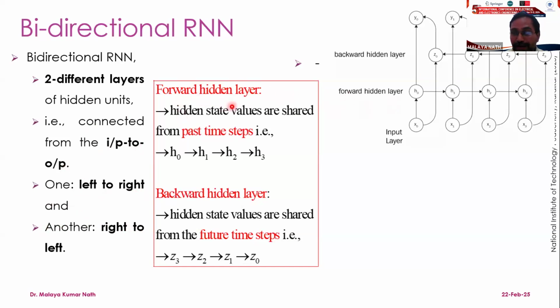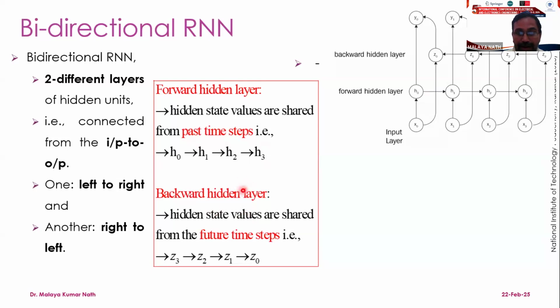So there are two sets of values in this layer. One is called the forward hidden layer information. That means the hidden state values are stored from the past time step. What is the past time step? So H0 is the past and H1 is the current. When H1 is the past, H2 is the current. When H2 is the past, H3 is the current. That is H0 to H1, H1 to H2, H2 to H3. That means H3 depends upon H2, H2 depends upon H1, and H1 depends upon H0. This is called the past time step.